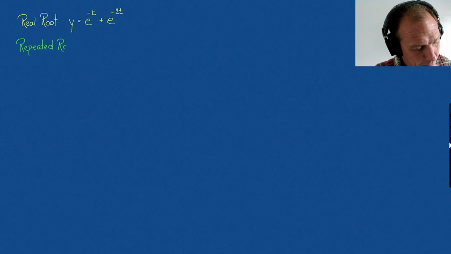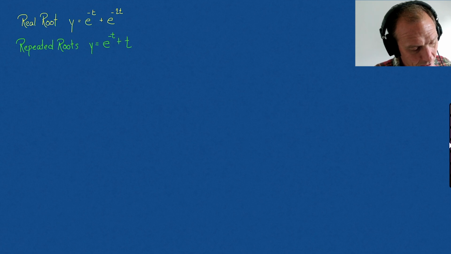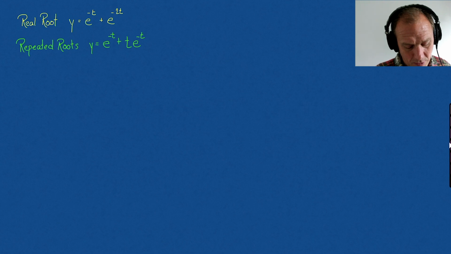Okay, the real root. Then another one that we had was repeated roots. For that we had y equals, for example, e to the minus t plus t e to the minus t. And then we also had complex roots.